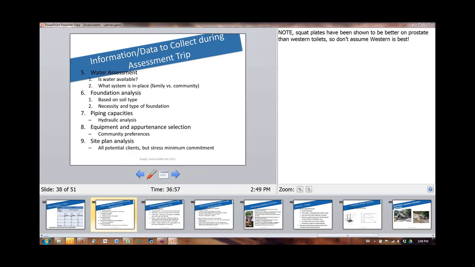Water assessment, you need to find out, is water available? What kind is it? Is it for each family? Is it community taps?